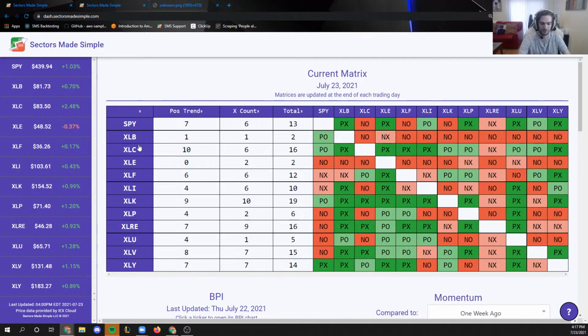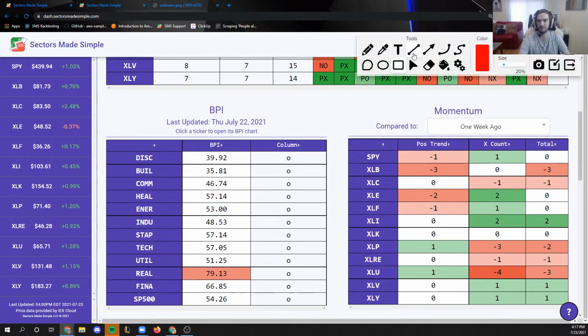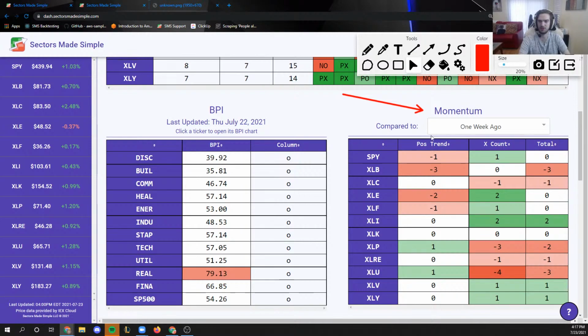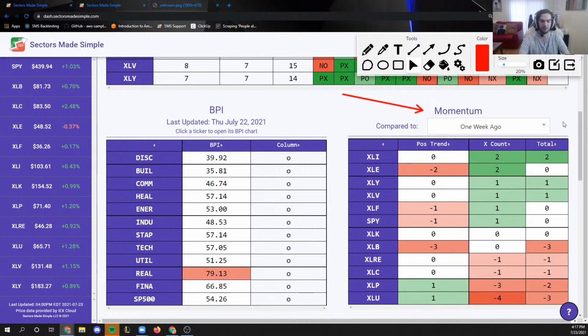This is how I currently use the matrix. Just this exact thing. Every Friday, I go to the matrix. I log in, and I scroll down to momentum. What I now do is I compare today's matrix to the one from 1 week ago. And then I sort by X count. Again, log into the matrix, scroll down to momentum, set it so we're comparing against 1 week ago, and now I am going to buy the one sector that has the highest X count if the X count is 2 or more.